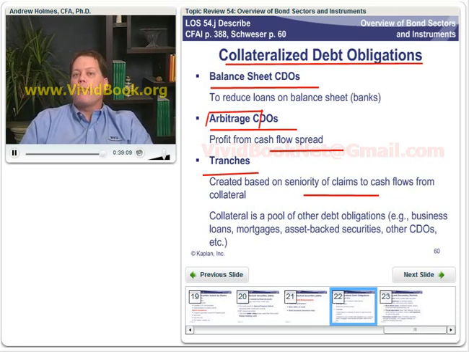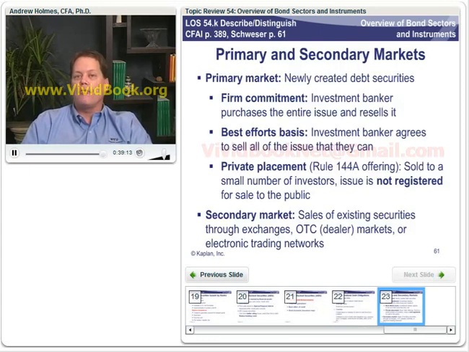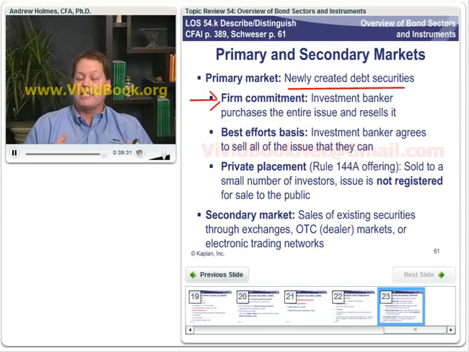So what about primary versus secondary markets? This is, of course, something that you're probably familiar with. We see this discussion in the equity section. But a primary market is where we sell newly created securities. Several ways we can go about doing that. So the investment banker that is selling these securities can do it under what's called a firm commitment basis. That means that the investment banker purchases the entire issue, and then they take the risk of selling that.